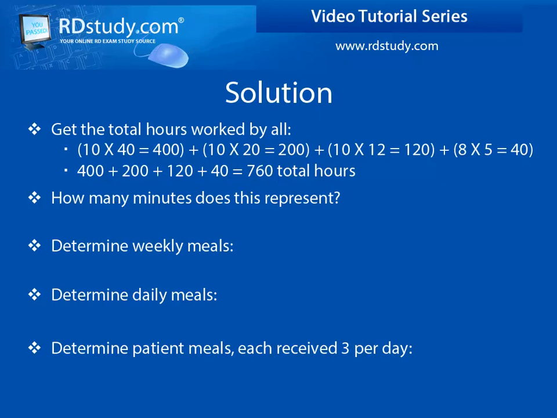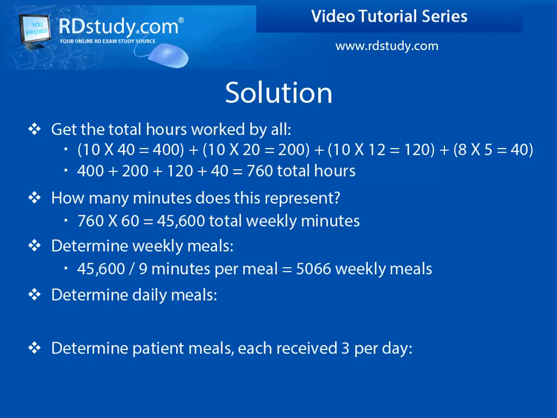Now that we have how many hours are being worked, let's break that out into total minutes for the full week by multiplying by 60. This results in 45,600 minutes per week. How many meals can we make in a week with this many minutes? Divide by how many minutes it takes to make a meal, which is 9. That equals 5,066 total weekly meals.